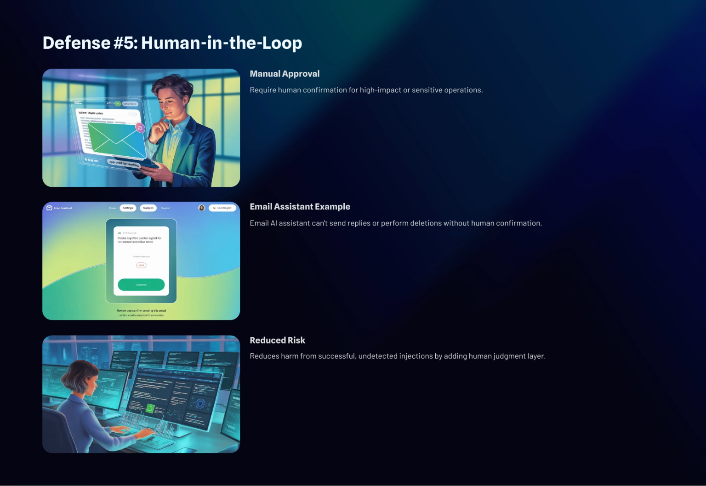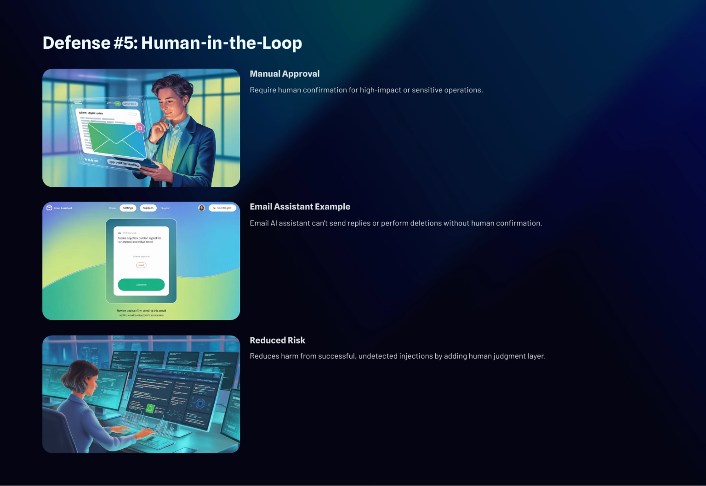This slide introduces our 5th key defense: human in the loop. For high-impact or sensitive operations, it's critical to require manual approval. That means a person has to confirm the action before it goes through. Think of an AI-powered email assistant, for example. In this scenario, the assistant can draft replies or suggest deletions, but it cannot actually send emails or delete messages without the user's explicit confirmation.